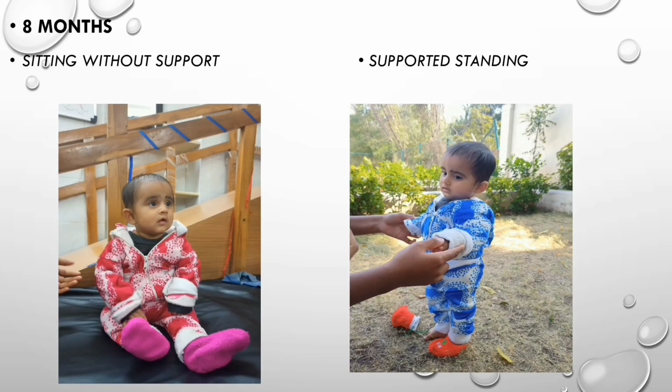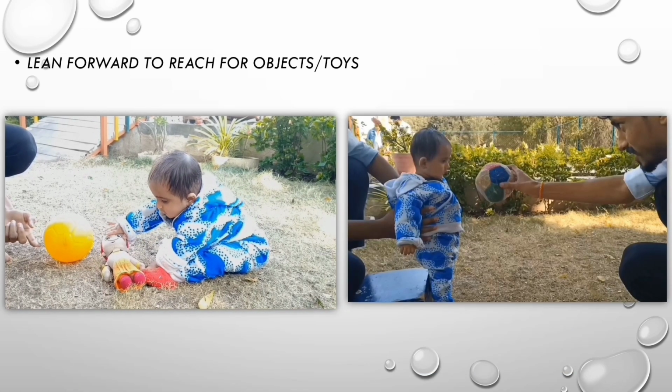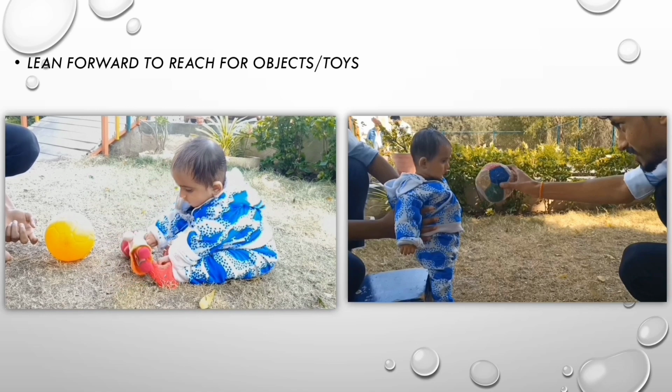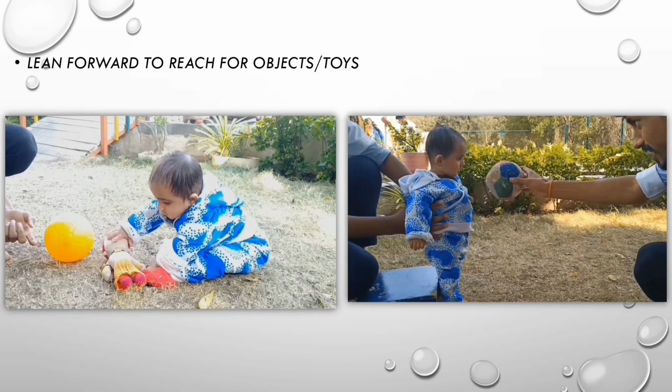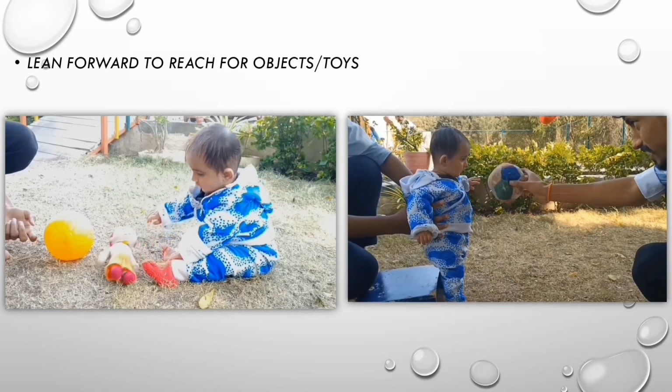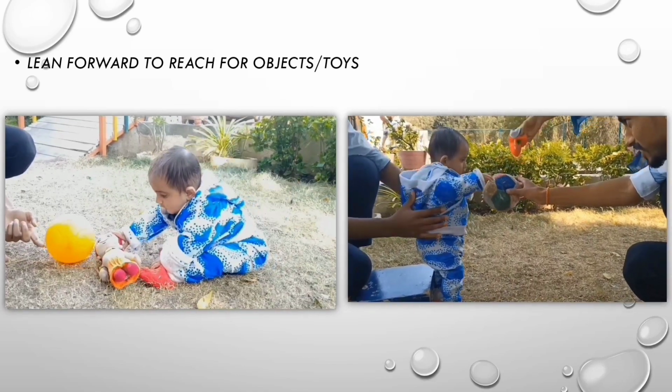8 months, sitting without support: sits momentarily on floor without support. Second, supported standing: readily bears whole weight on legs when supported, may stand holding on. Adjusts postures to reach objects. For example, leans forward to reach for objects or toys. Reaches persistently for toys out of reach.